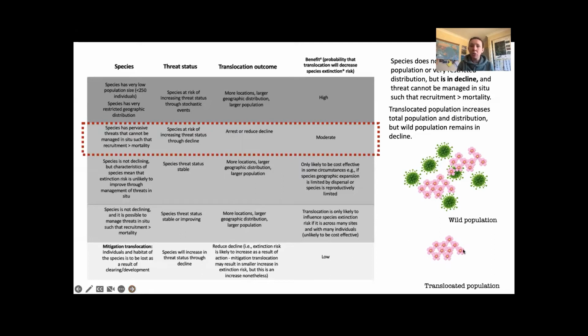Here you could create a new population at a new site which isn't affected by that threat. Now here the benefit though is only moderate, because really one of the aims of translocation is that you keep the wild site going well. So you've got to have two happy functional sites to reduce the extinction risk, not just one. And so here the benefit is moderate because of course you can't get on top of the threat at the wild site, but you have had some benefit in creating a new population at a new site where the threat isn't present, hopefully, through good recipient site selection.